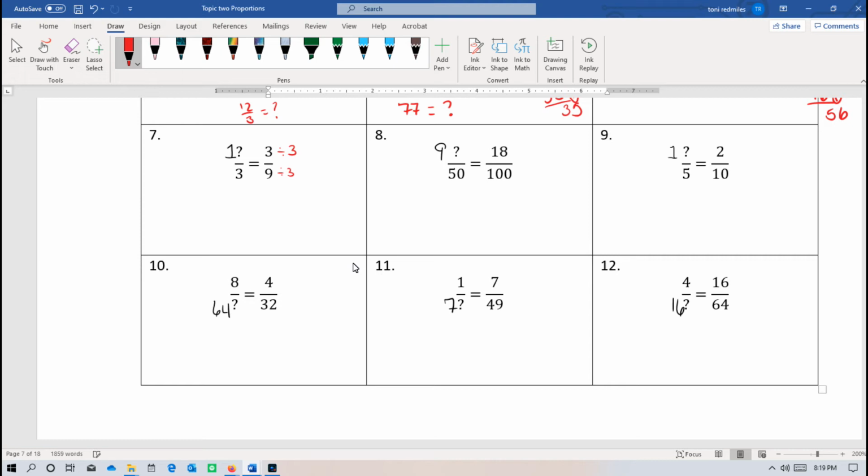All right, but let's do it mathematically as well, okay? Question mark over 3. The 3 is dividing the unknown. So to get rid of it, I have to multiply it on both sides.